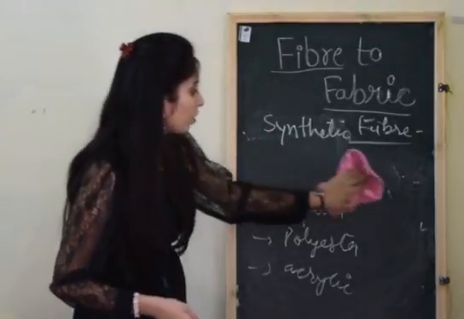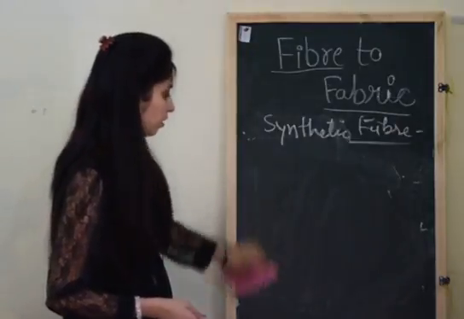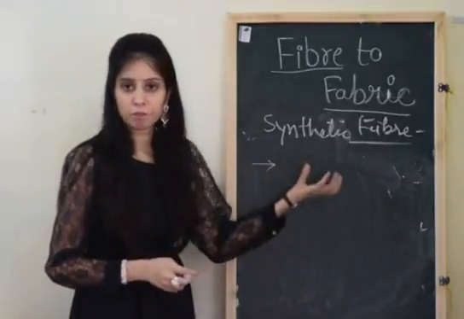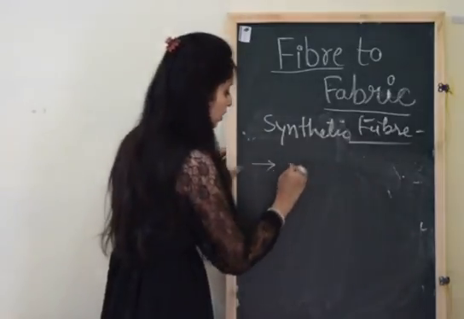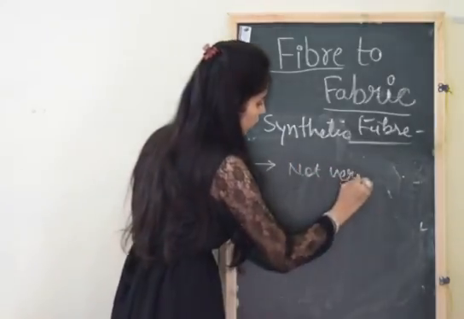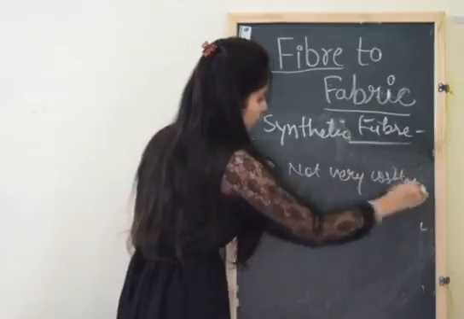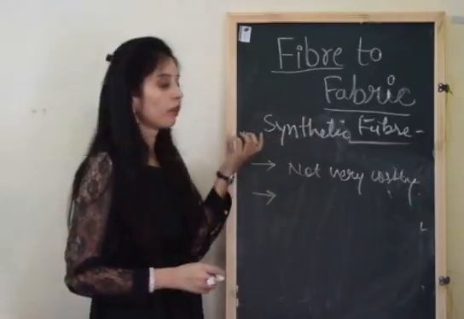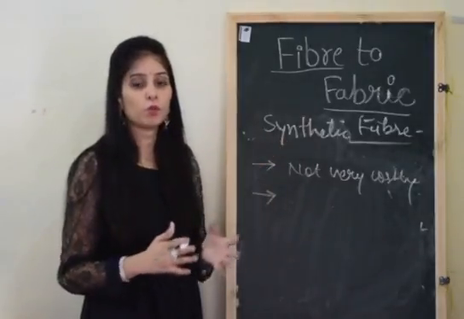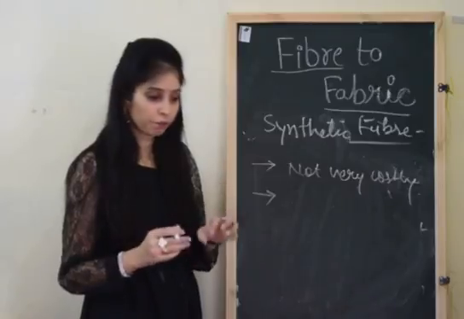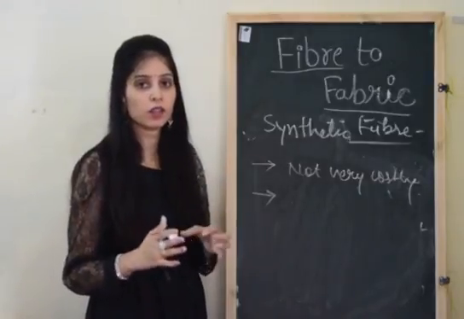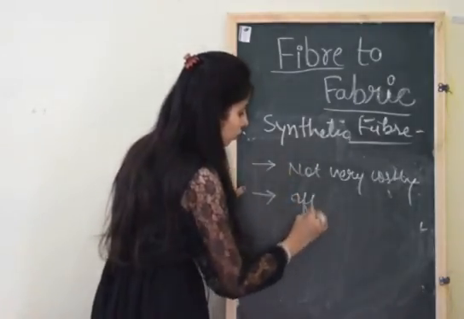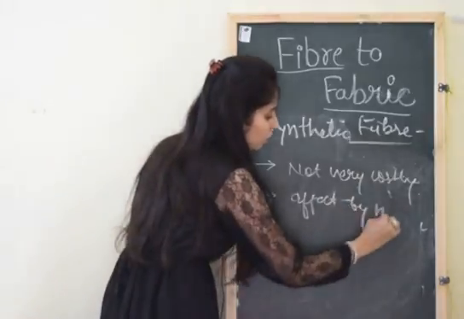Now what are the advantages of synthetic fibers? First, they are cheap, they are not very costly. Second, they are not easily affected by molds. Natural fibers are easily affected by moths and molds, and insects can cause damage inside the natural fiber. But these fibers are not affected by molds.